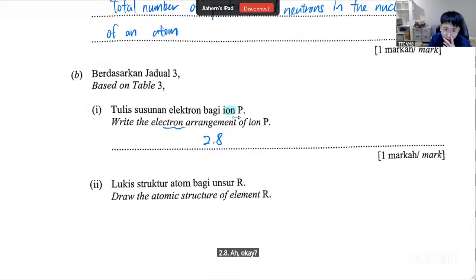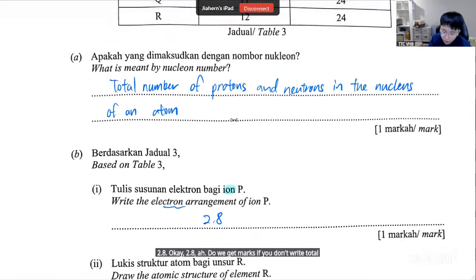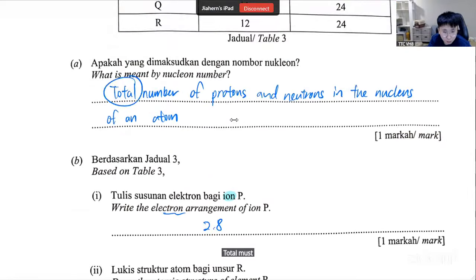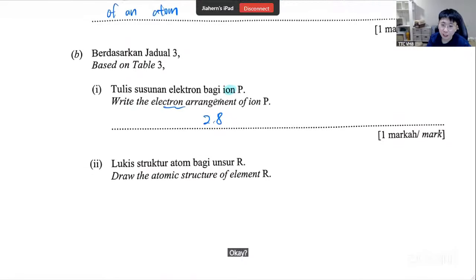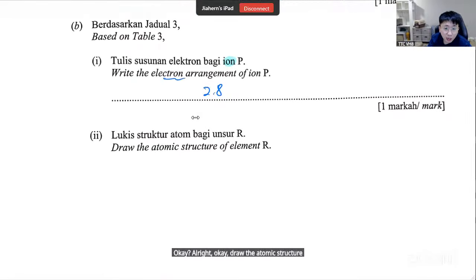Do we get marks if you don't write total? No. Total must put, because it's two things added together. Total must put. Okay. Draw the atomic structure. How do you know it receive or release electron?